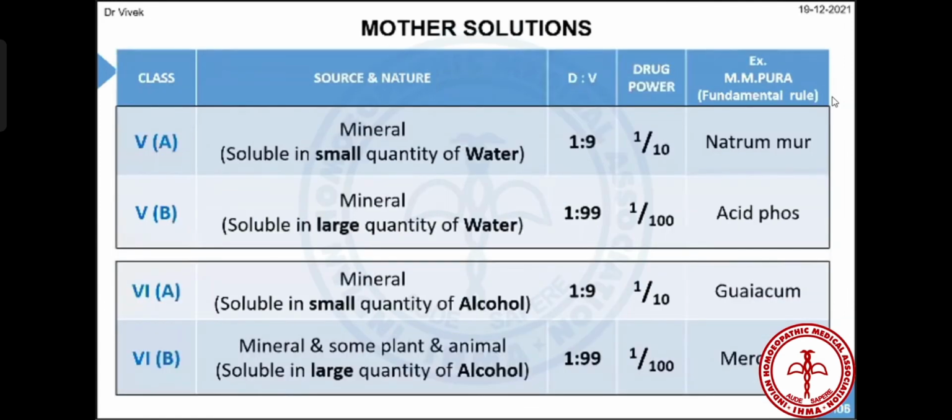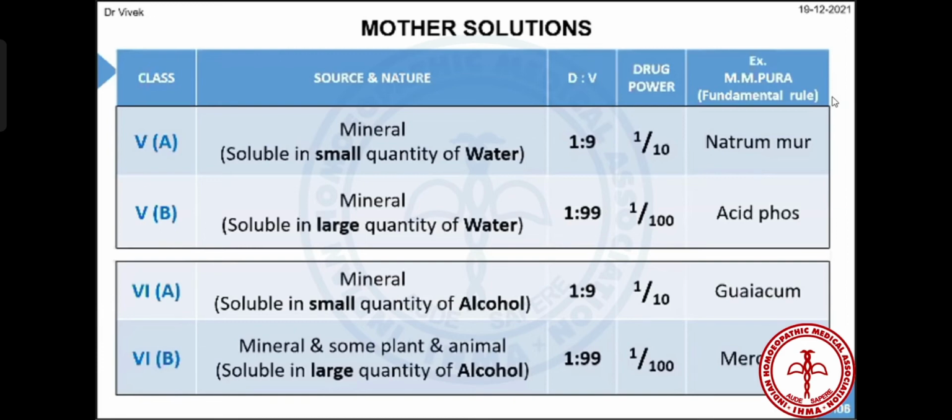Next is mother solutions. These are substances which will directly dissolve in any solvent. Again we have two classes, class 5 and 6. Class 5 are the substances that are soluble in water, and substances that are soluble in alcohol are under class 6. Five and 6 are again divided into 5A and 5B. 5A is substances which are soluble in a little quantity of water, and 5B are substances that require more quantity of water.